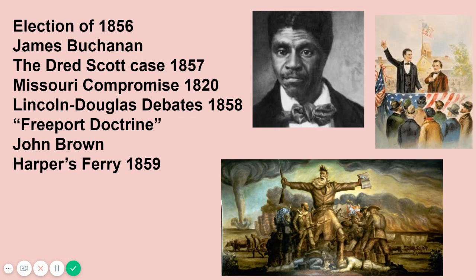The election of 1856, the Democrats are going to nominate James Buchanan, and he would be one that would support, again, popular sovereignty, making an attempt not to alienate either side, the North or the South. But the situation will get worse.